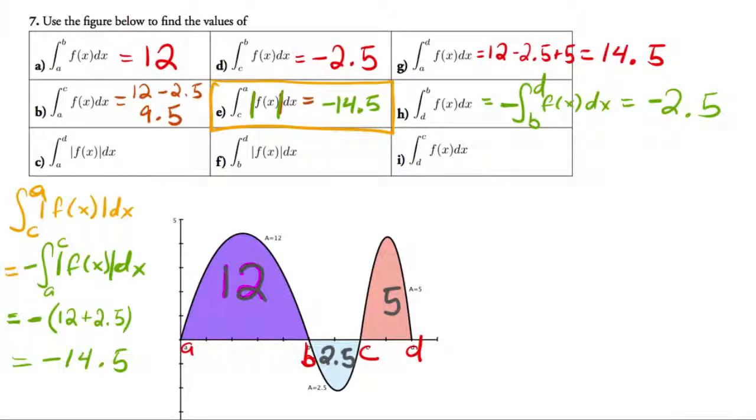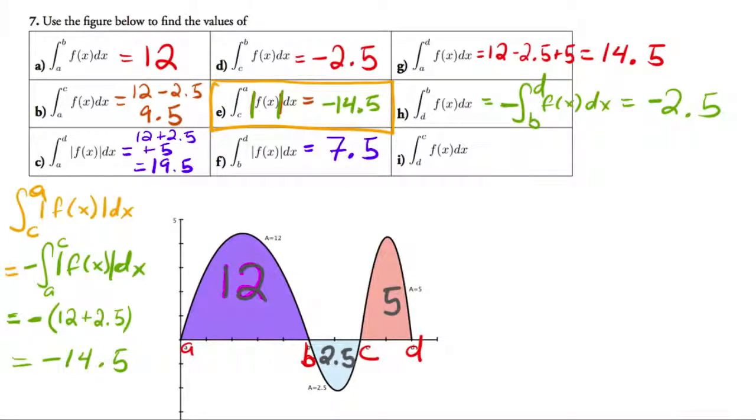Now this next one, from a to d of the absolute value of f of x. For that one, you simply add all of them from a to d, but they're all going to be positive. So it's going to be 12 plus 2.5 plus 5, and that's going to equal 19.5. Then this one is the same. From b to d, that's 5 plus 2.5. That's going to be 7.5.